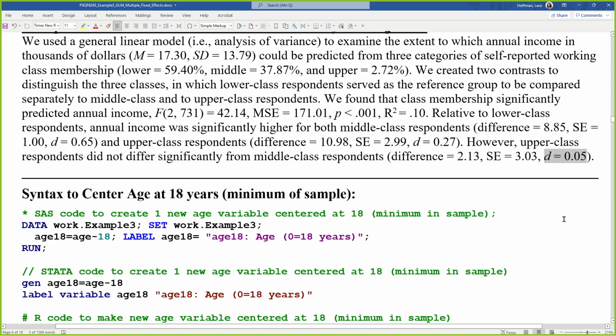So you kind of put them together. What happened? Is it significant? And how big of an effect was it?